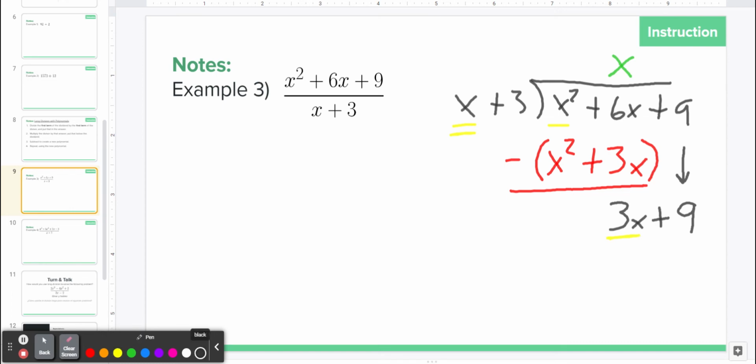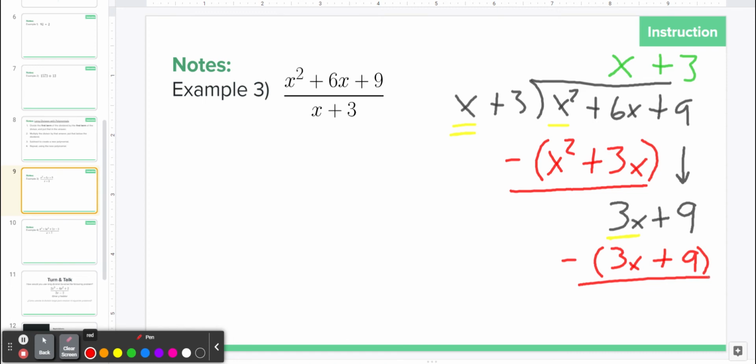And what times x gives us 3x? Well, it's going to be 3. We throw that up top, plus 3 up top. We're going to multiply 3 times our original polynomial to see how far we got. So we'll have 3x plus 9. And we're going to subtract this whole thing from what we were trying to divide into.